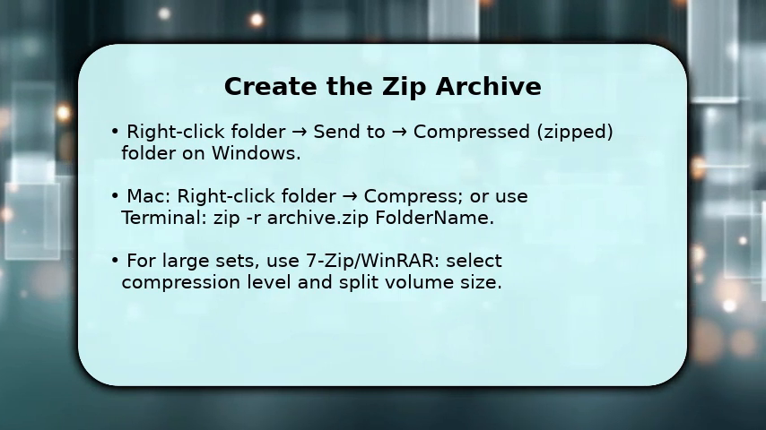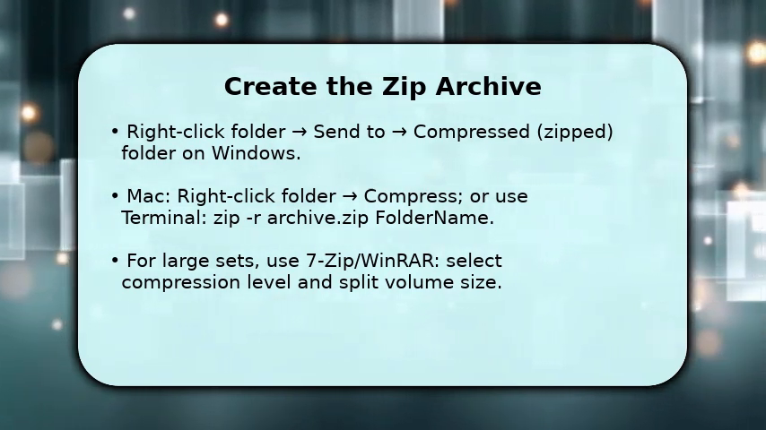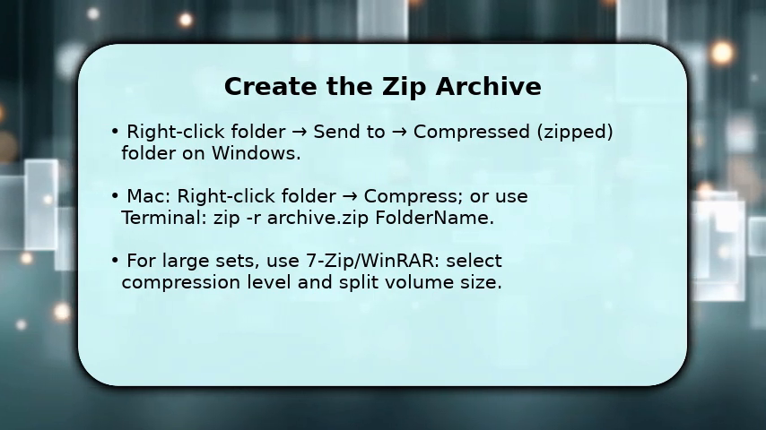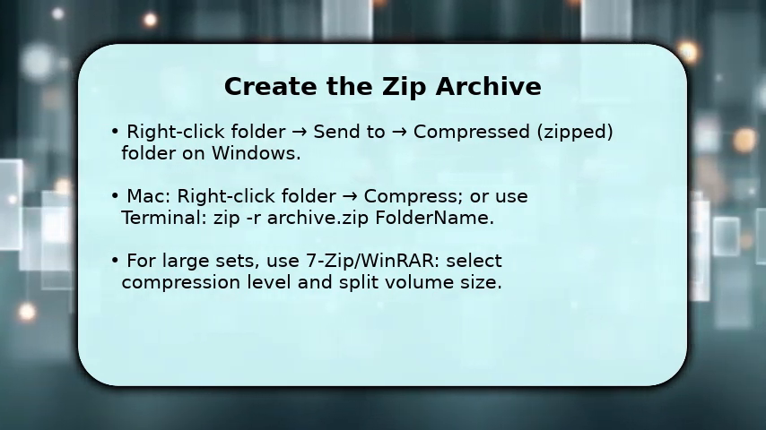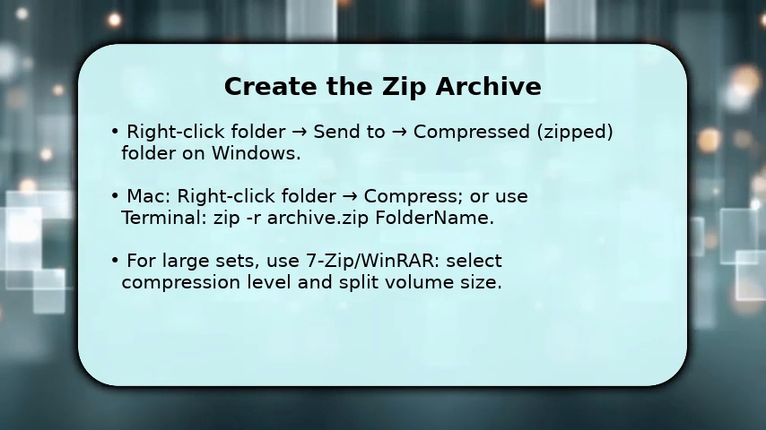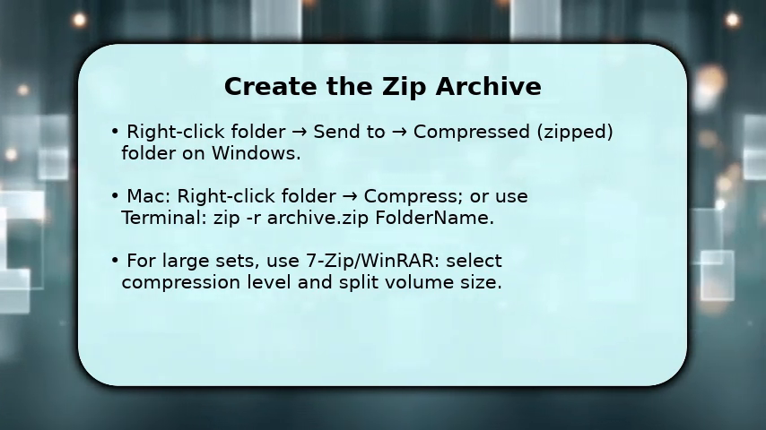If you need multiple parts, set split volumes. This is helpful for email limits. Make sure to include hidden files only if required. Unnecessary files bloat the archive and complicate sharing.